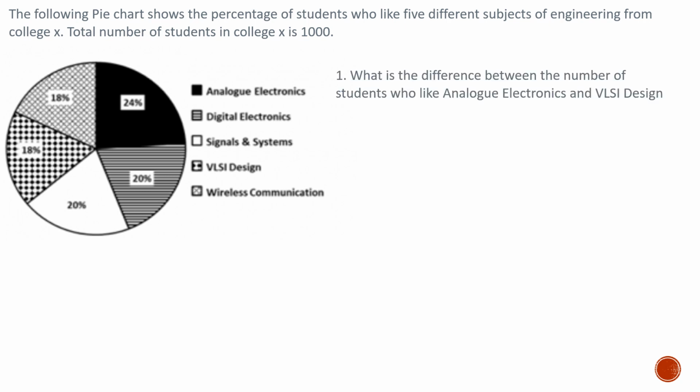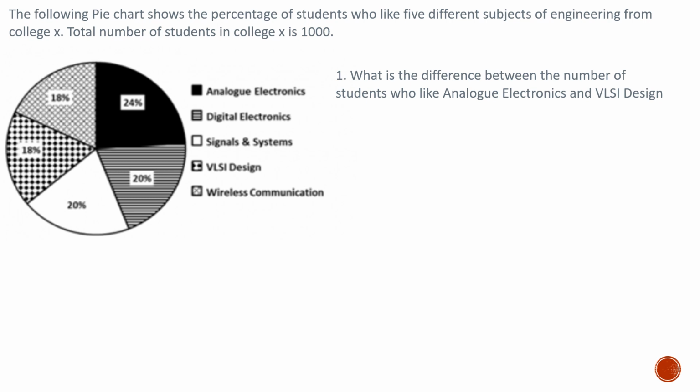First question, what is the difference between number of students who like analog electronics and VLSI design? So in order to find this, first we have to find the number of students in analog electronics and number of students in VLSI design, then find the difference. Now for analog electronics, it is 24% of the students. VLSI design, it is 18% of the students.